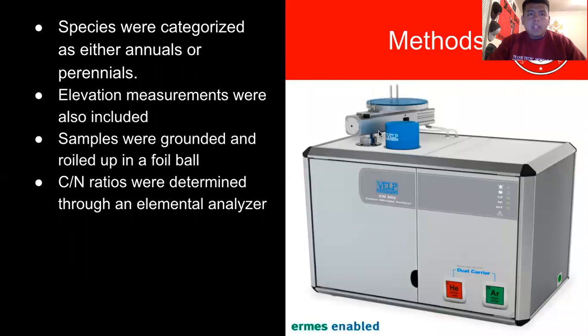And the species were categorized as not just annuals or perennials, but by what type of plant function they were: C3 plants, C4 plants, C3 grasses, C4 grasses, for the woodiness aspect of this project. And we were also able to have the elevation measurements included. With the samples that we got, we rolled them up into foil balls so that we could put them in the elemental analyzer, which helped us get the carbon nitrogen ratios in them.